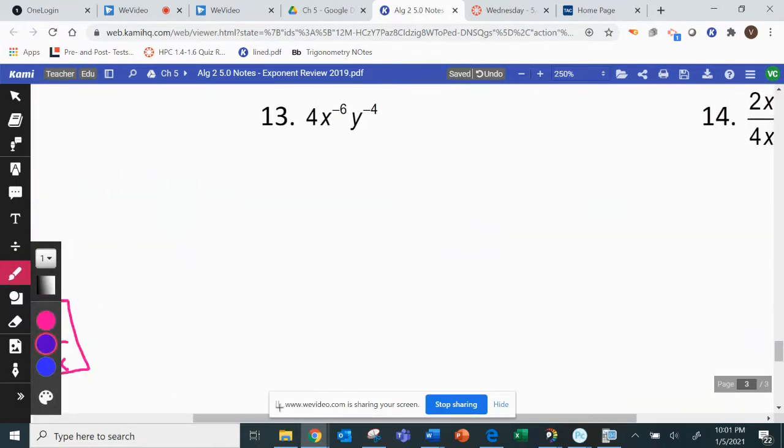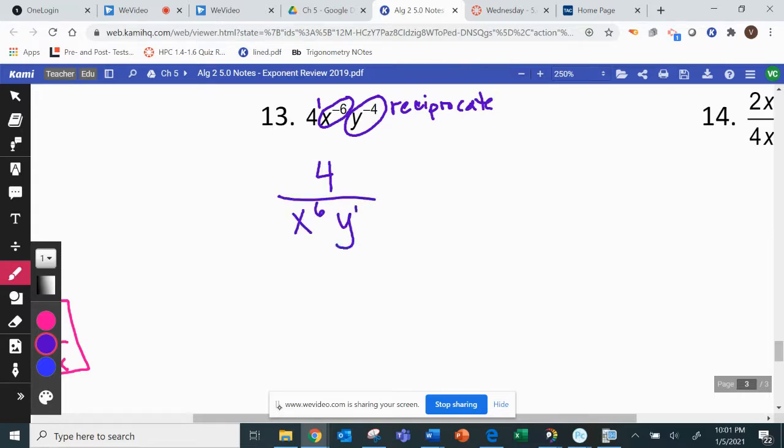Okay, for this one, we've got a 4 to the first power. We have an x to the negative 6, and we have a y to the negative 4. So we reciprocate just the x and y. So we'll have 4 over, we'll have x to the positive 6, y to the positive 4. That's it.